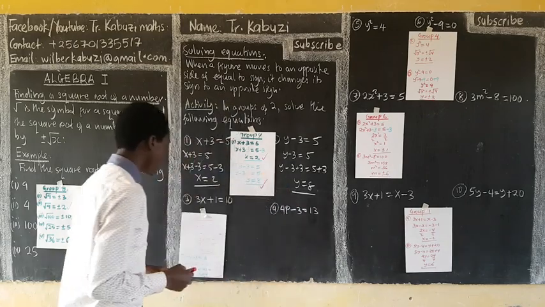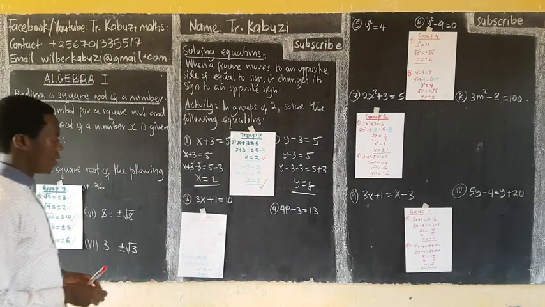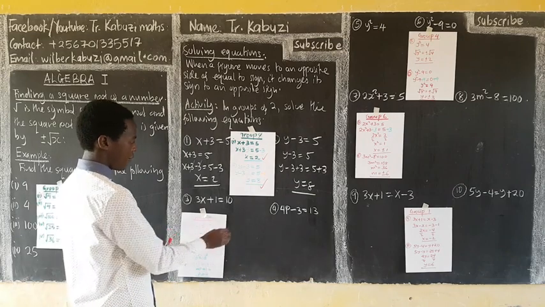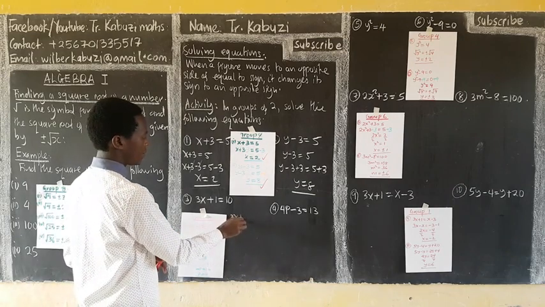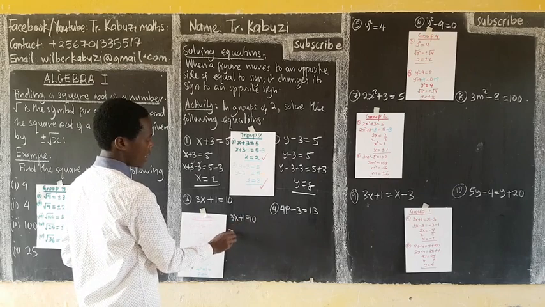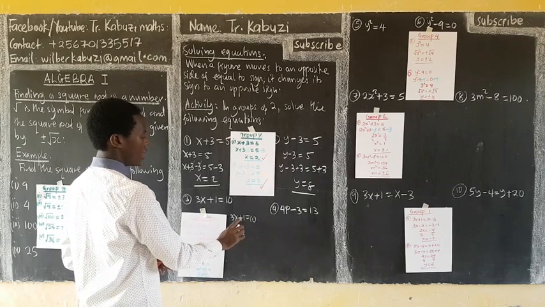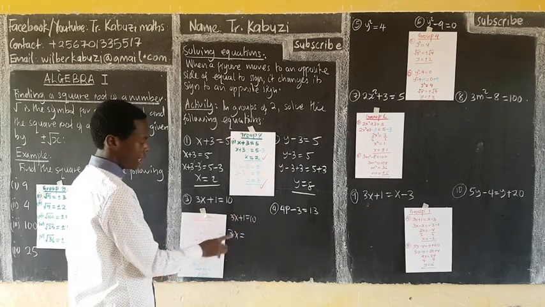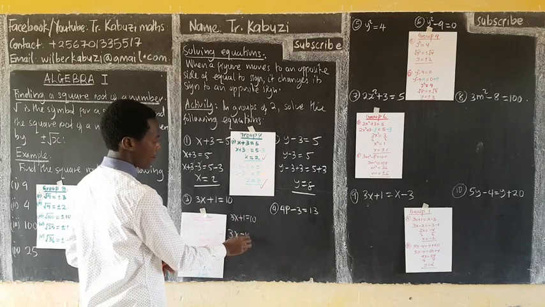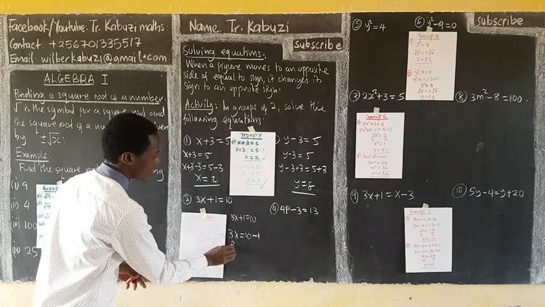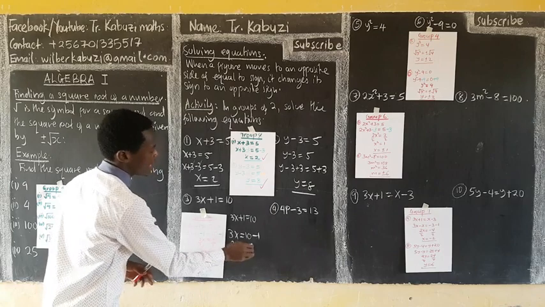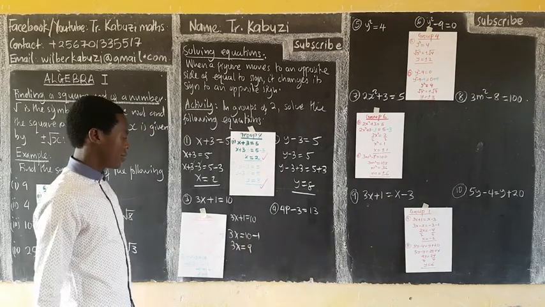Okay. Then here, on this, they have 3x plus 1 equaling 10. This will be 3x equaling 2. When this one crosses the equal sign, its sign is positive, now it's going to become a negative. So 3x will be 9. 10 minus 1, we get 9.